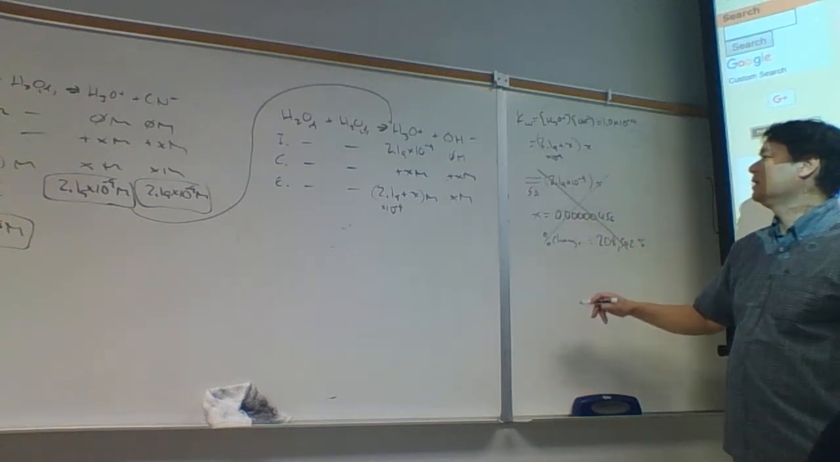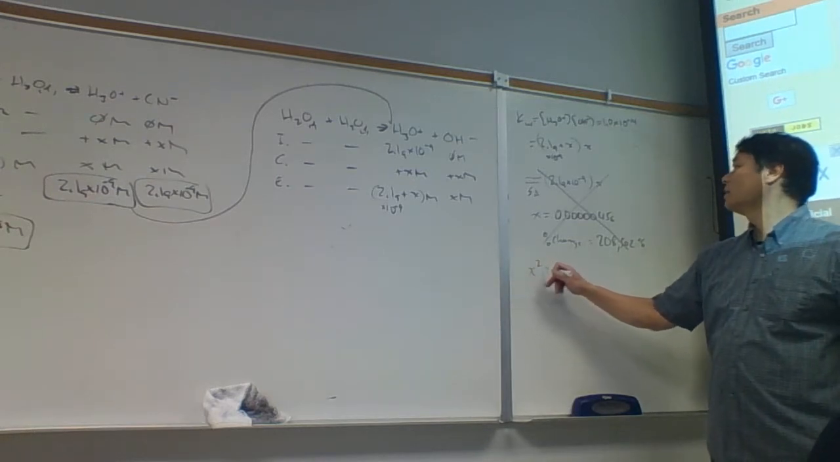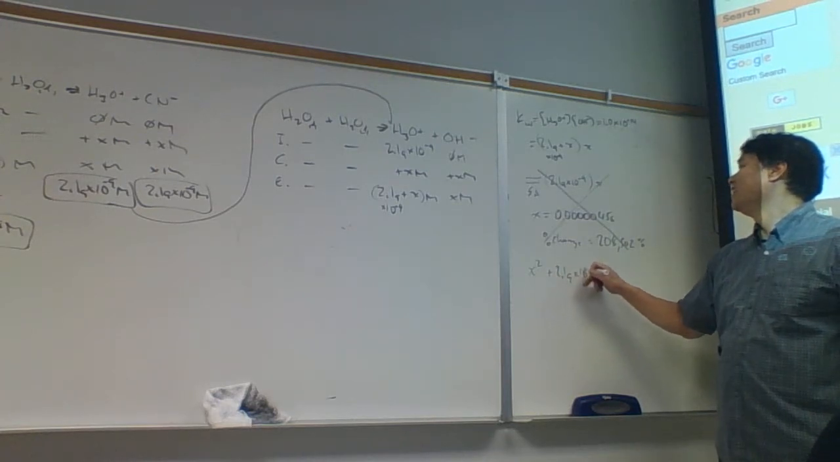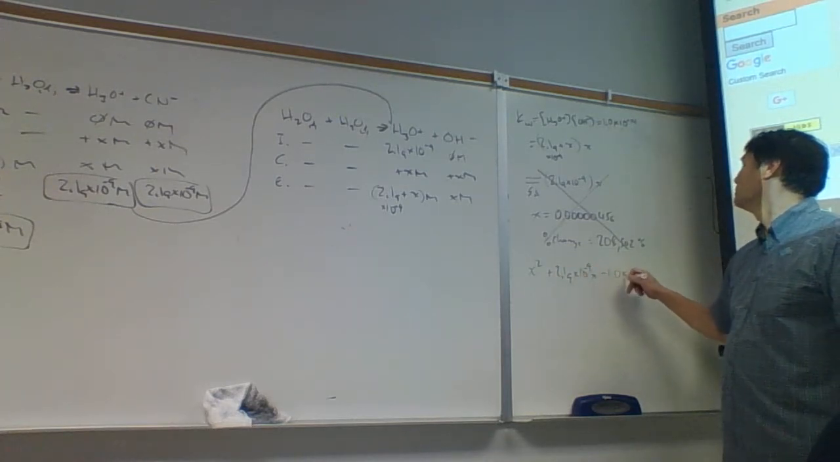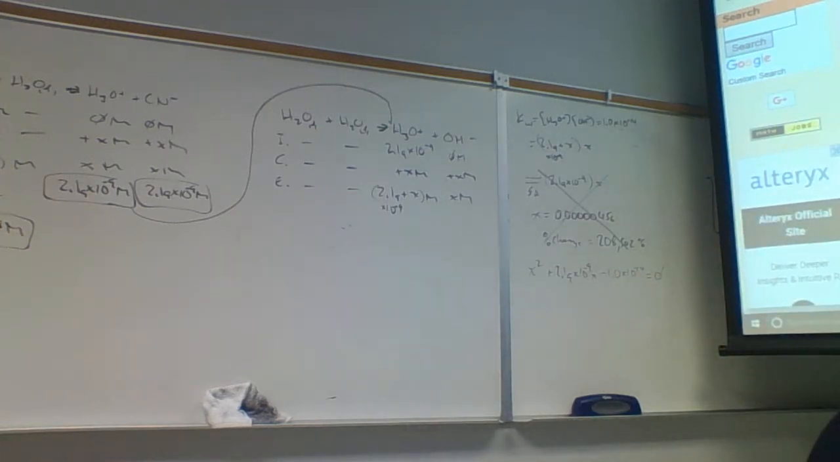And so it failed, so I need to get this into quadratic form, but fortunately this one's easy to get into quadratic form. x squared plus 2.19 times 10 to the minus 9 x minus 1.0 times 10 to the minus 14 is equal to 0. So let's go ahead and plug in. A is 1, our B is 2.19 times 10 to the minus 9, and our C is negative 1 times 10 to the minus 14. Solve that.